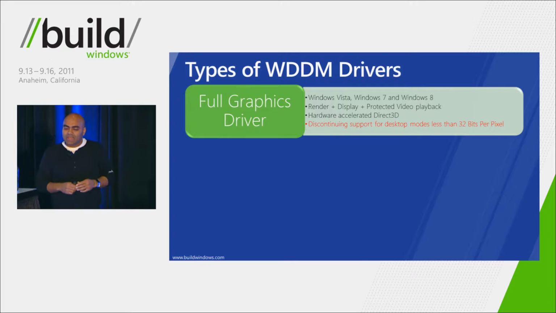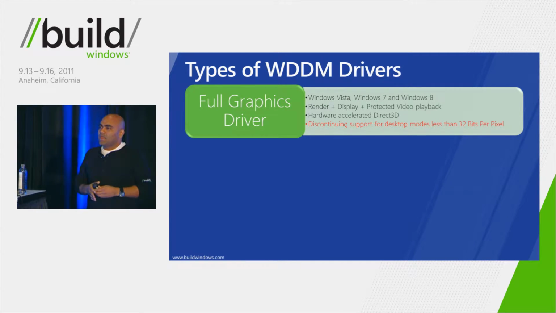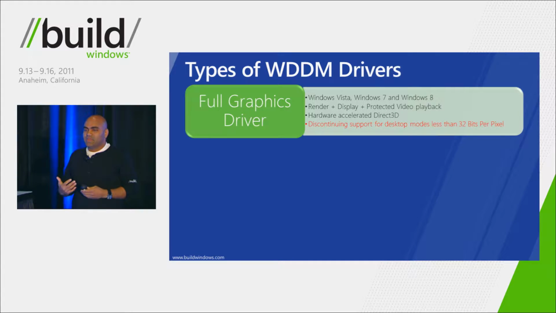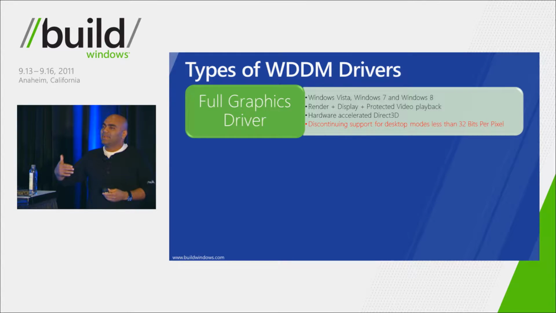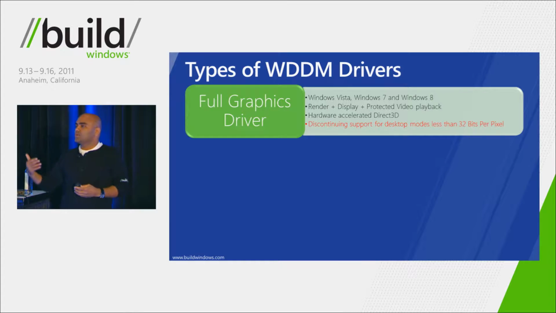One of the small changes we are making is the support for desktop modes that are less than 32 bits. WDDM will no longer support desktop resolutions of less than 32 bits per pixel. The reason we are doing this is, as you know, we're providing this rich experience to the Windows customers, and at a lower color depth, the experience is just not as rich. What we saw is that as we're doing the animation or the alpha blending, the experience is not as good, and the user might see banding or other visual artifacts. So we're focusing on 32 bits color for Windows 8.